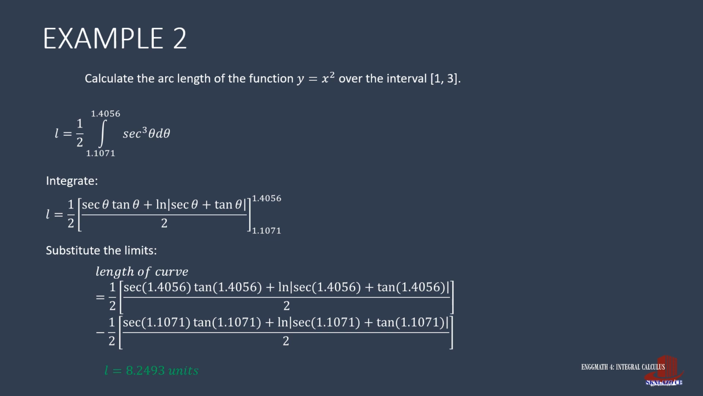and have the length of the curve determined as 8.2493. This is the answer using rounded off limits, so there could be some discrepancy on the decimals based on the rounding off of the limits and the substitution.